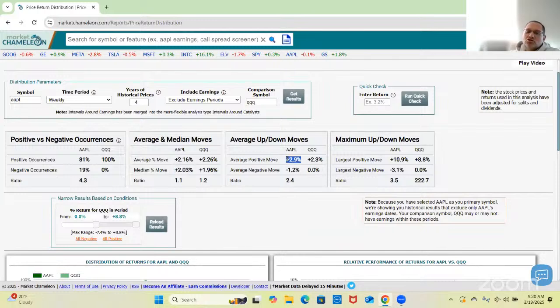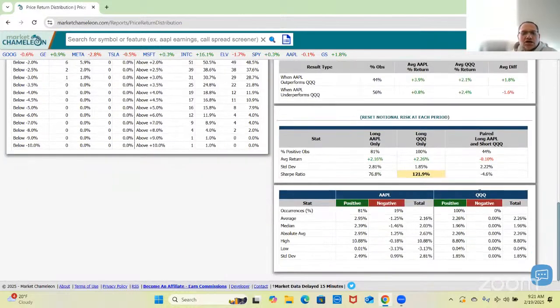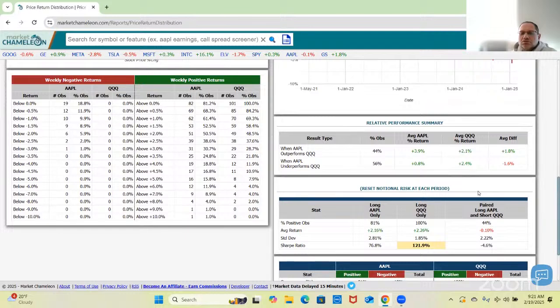Average positive moves, though, for that period, Apple was higher than QQQ. And here you could see the average down moves was negative 1.2%. And these are the extremes. So we could even see that there was at least one observation where QQQ was up on the week, but Apple was down 3.1%. Right? We'll probably find that. I don't have that in here.